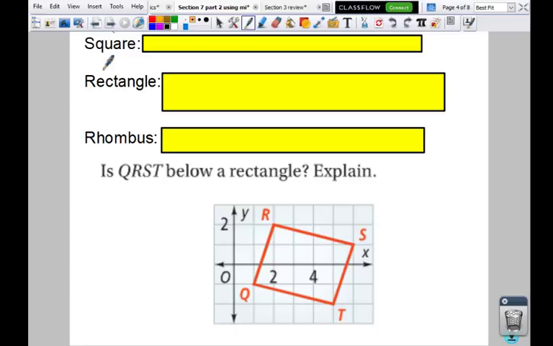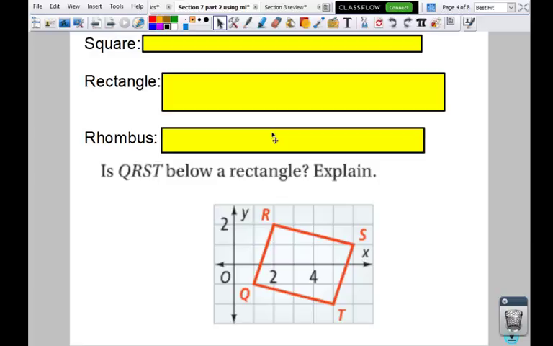We're going to find out, is this shape a square, a rectangle, or a rhombus? Rhombi? Rhombuses? I don't know, I forget. We looked it up. In the plural, I think it was rhombuses or rhombi.